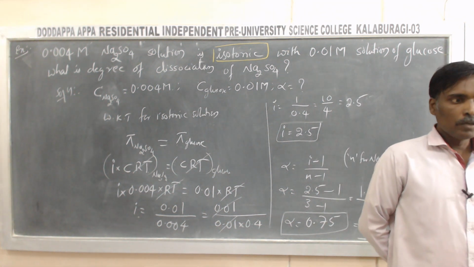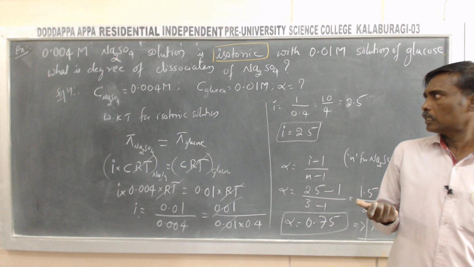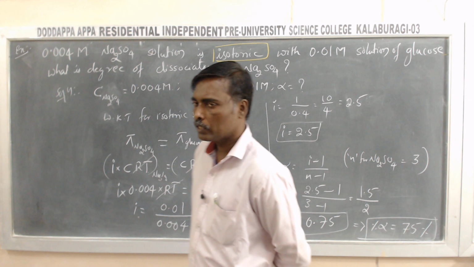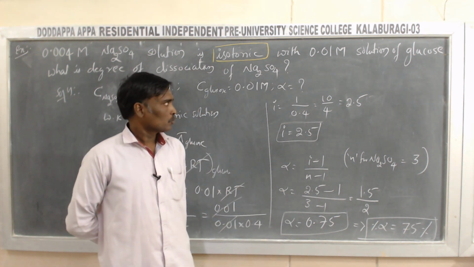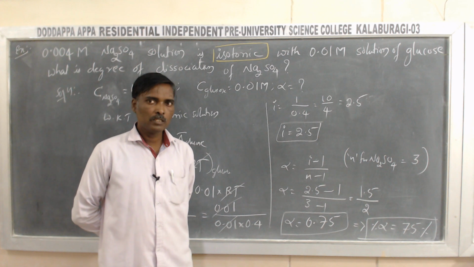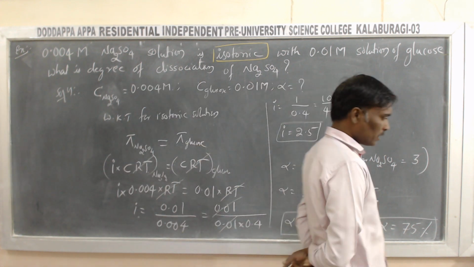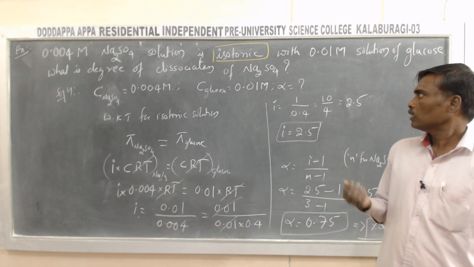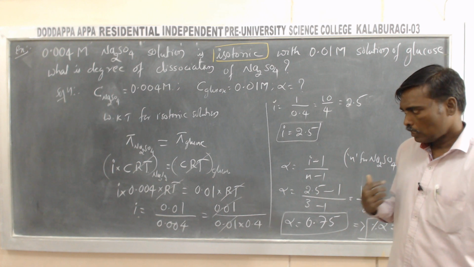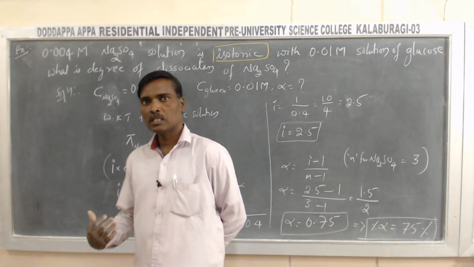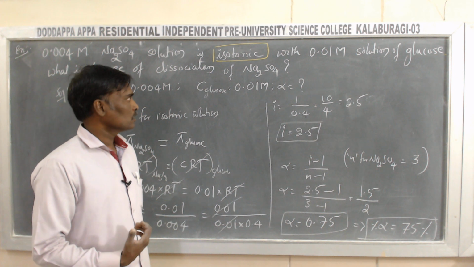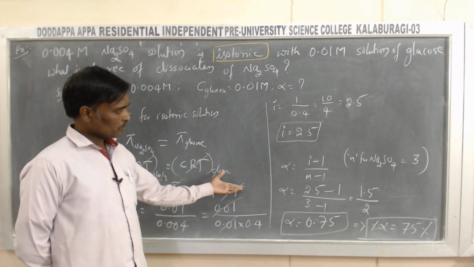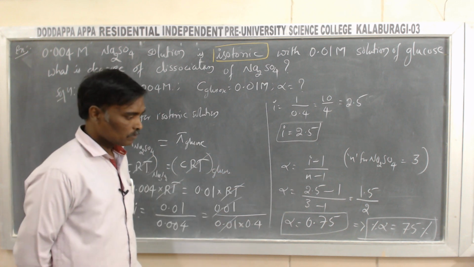Then we went through an important concept in solutions, the colligative properties. There are four colligative properties we already studied, and we also saw some numericals. Then another important concept, the abnormal molecular mass and the Van't Hoff factor. We solved a few numericals using this, like normal molecular mass, and also the degree of dissociation. Today we solved a few numericals based on degree of dissociation.